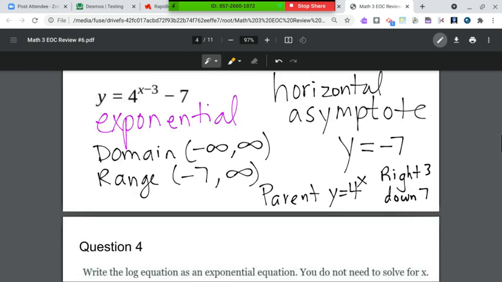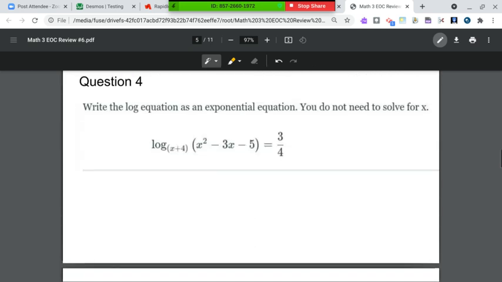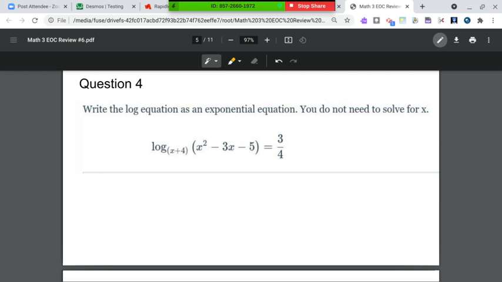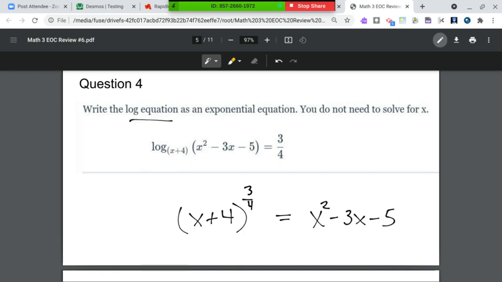All right, question 4. Question 4 is just doing the conversion from logarithmic form to exponential form. Okay, it's in log form. What's your base here? X plus 4. Perfect. What would your power here be? 3/4. And what do we set it equal to? X squared minus 3 times 5. And we're done. Write the log as an exponential. You do not need to solve.